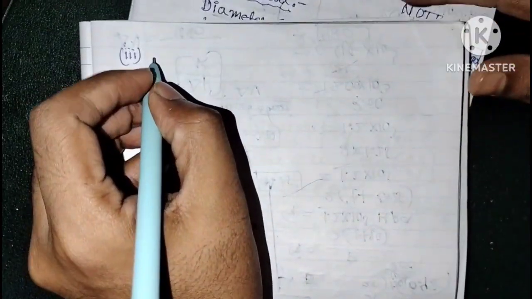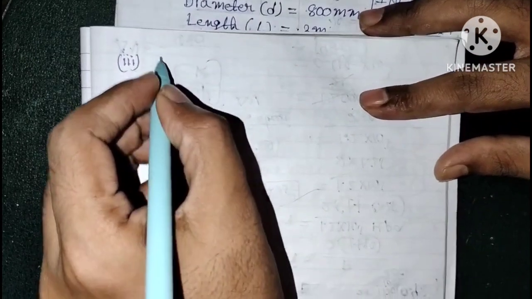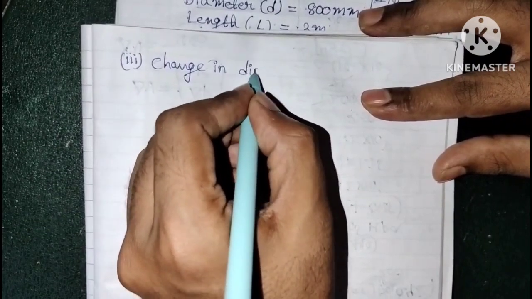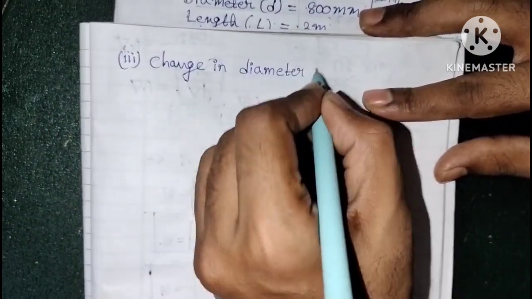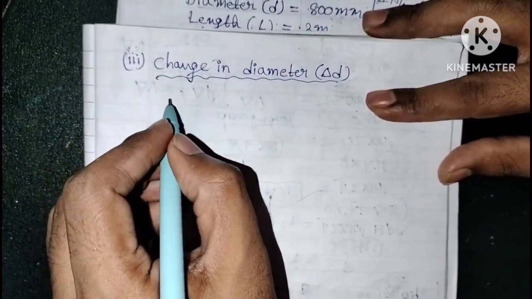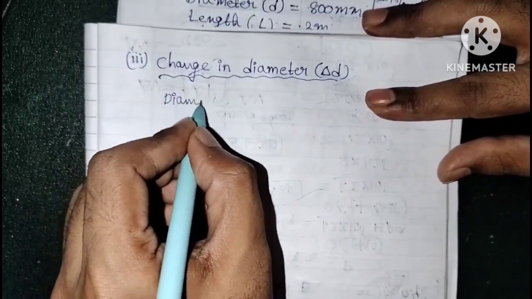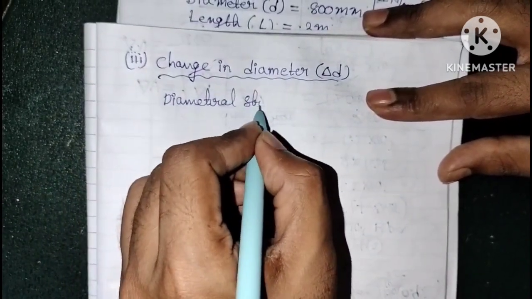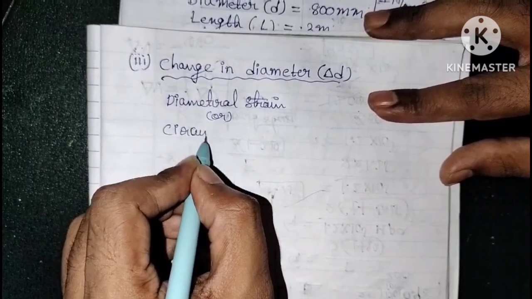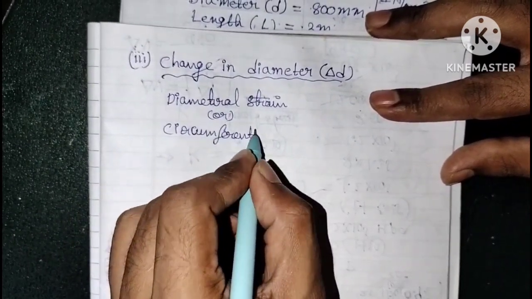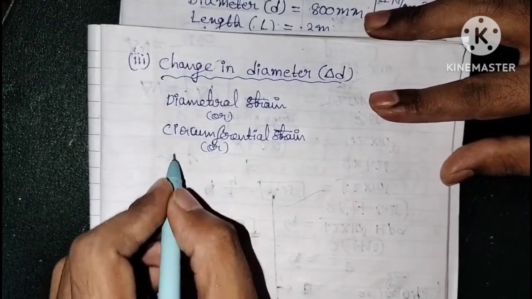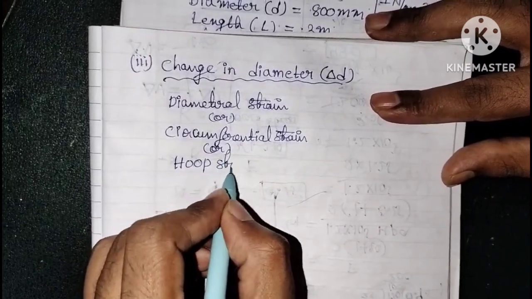So next we need the change in diameter. We need to calculate the change in diameter, denoted by delta D. In the case of thin cylinders, diametral strain, or overall circumferential strain, is also known as circumferential strain, or one more name is hoop strain.